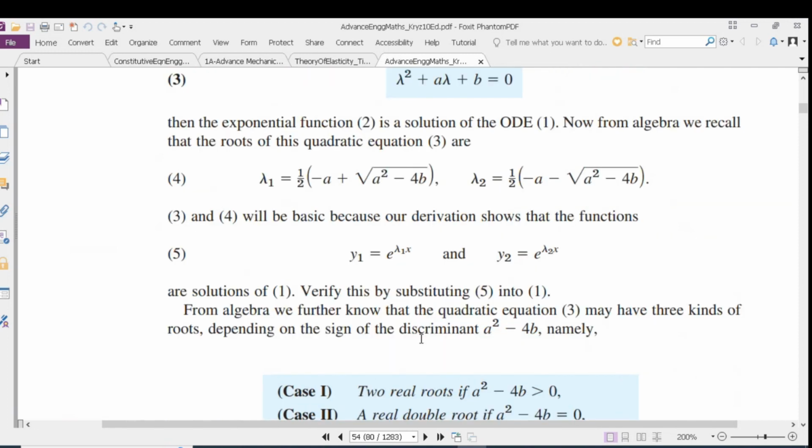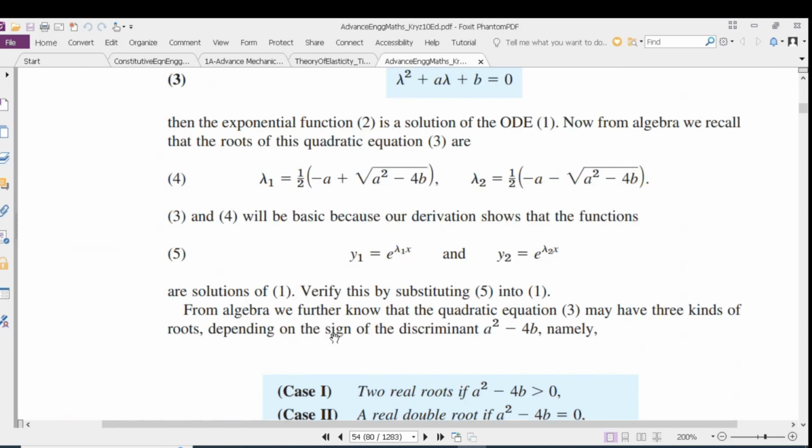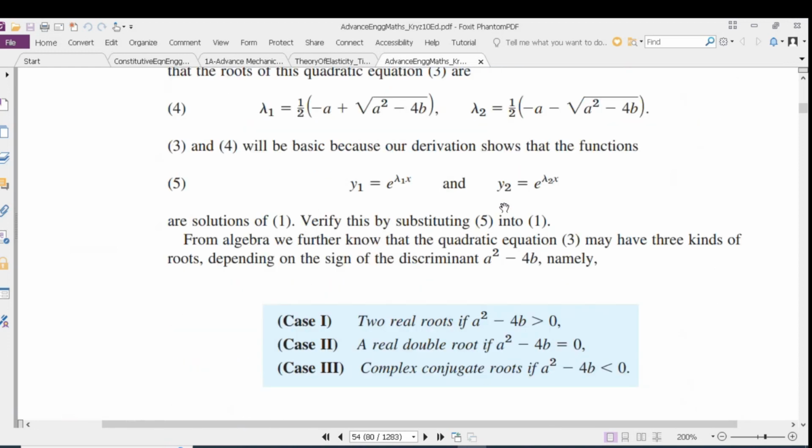In the first case, we have a square minus 4b greater than 0. That is case 1. In this case, we will have two real roots. If a square minus 4b is equal to 0, we will have a real double root. And if a square minus 4b is less than 0, then we will have complex conjugate roots.